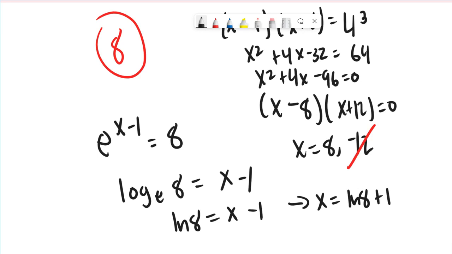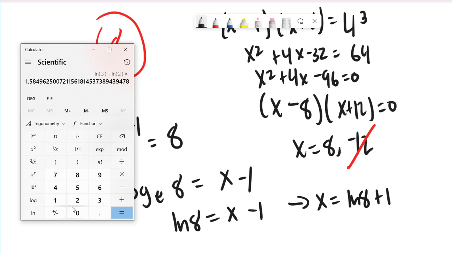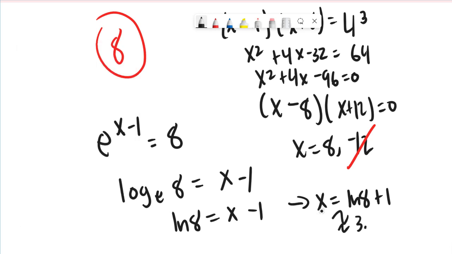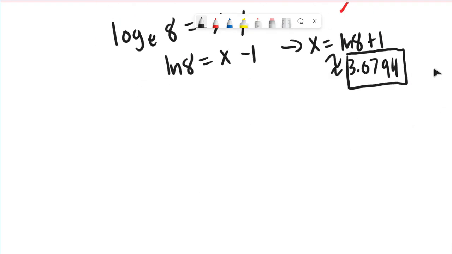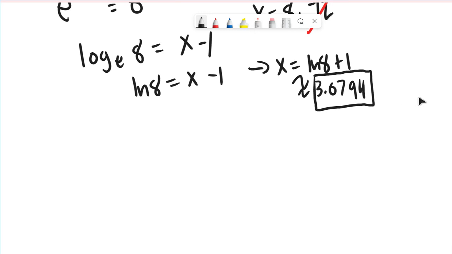Okay, so what's our answer going to be? Okay, so ln of 8 plus 1, and that's 3.0794. Okay, so we have that this is going to be our solution for solving that equation.